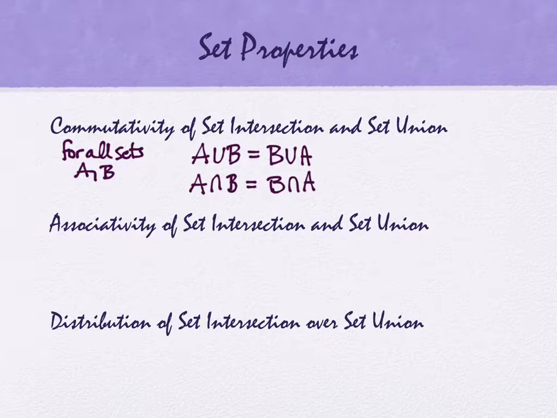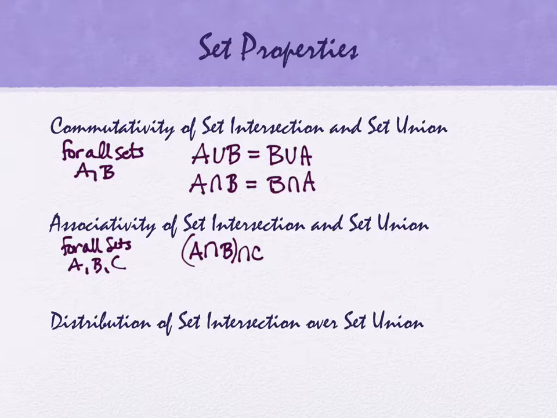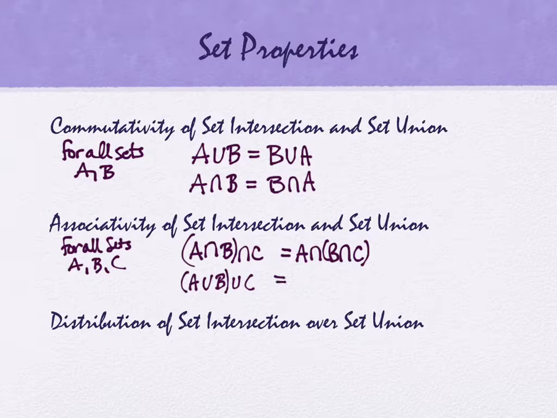Associativity. So this is again for all sets A, B, and C. So this says that A intersect B intersect C is the same thing as A intersecting B intersecting C. So the order in which we do the intersecting doesn't matter. We'll get the same result either way, and the same is true for union. A union B union C will equal A union B union C.